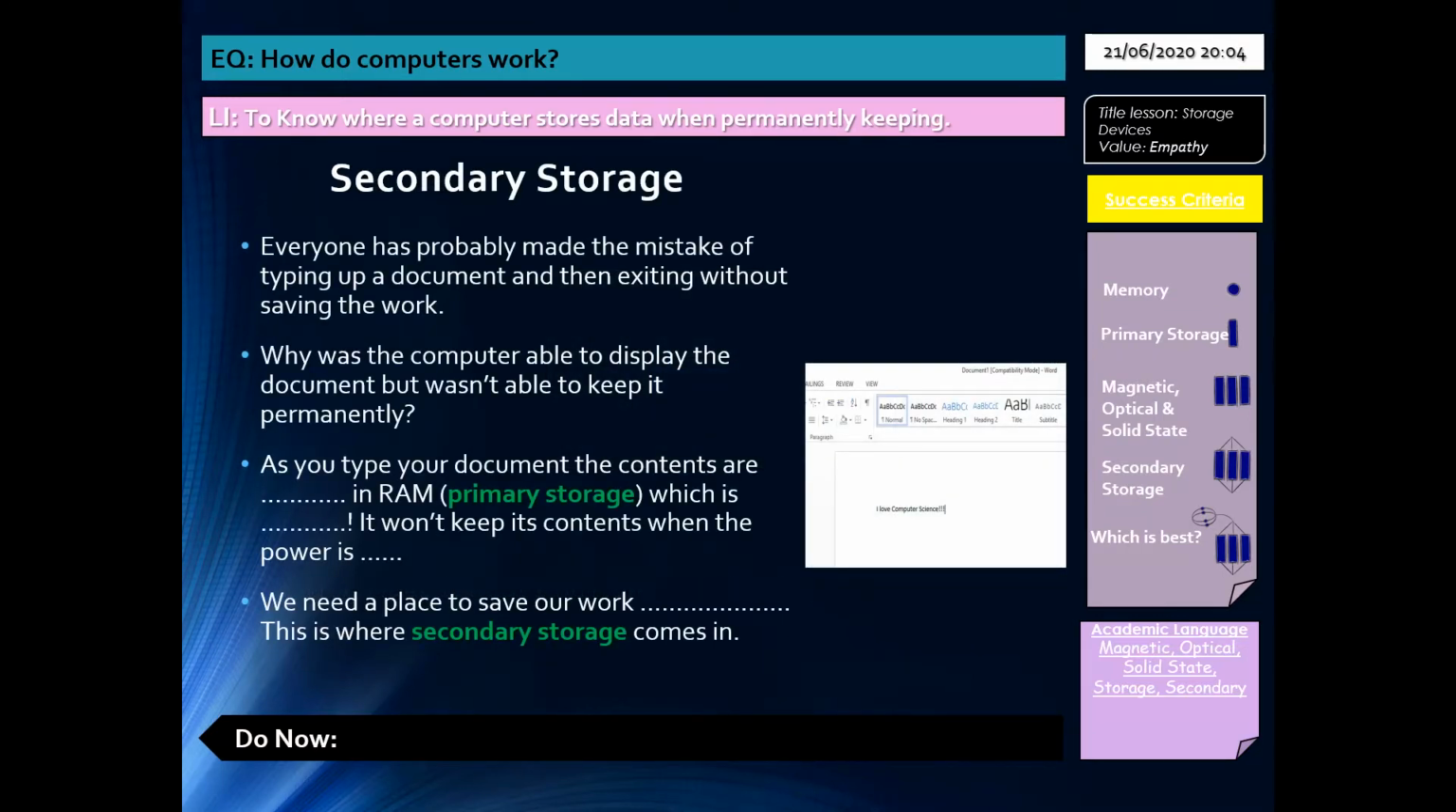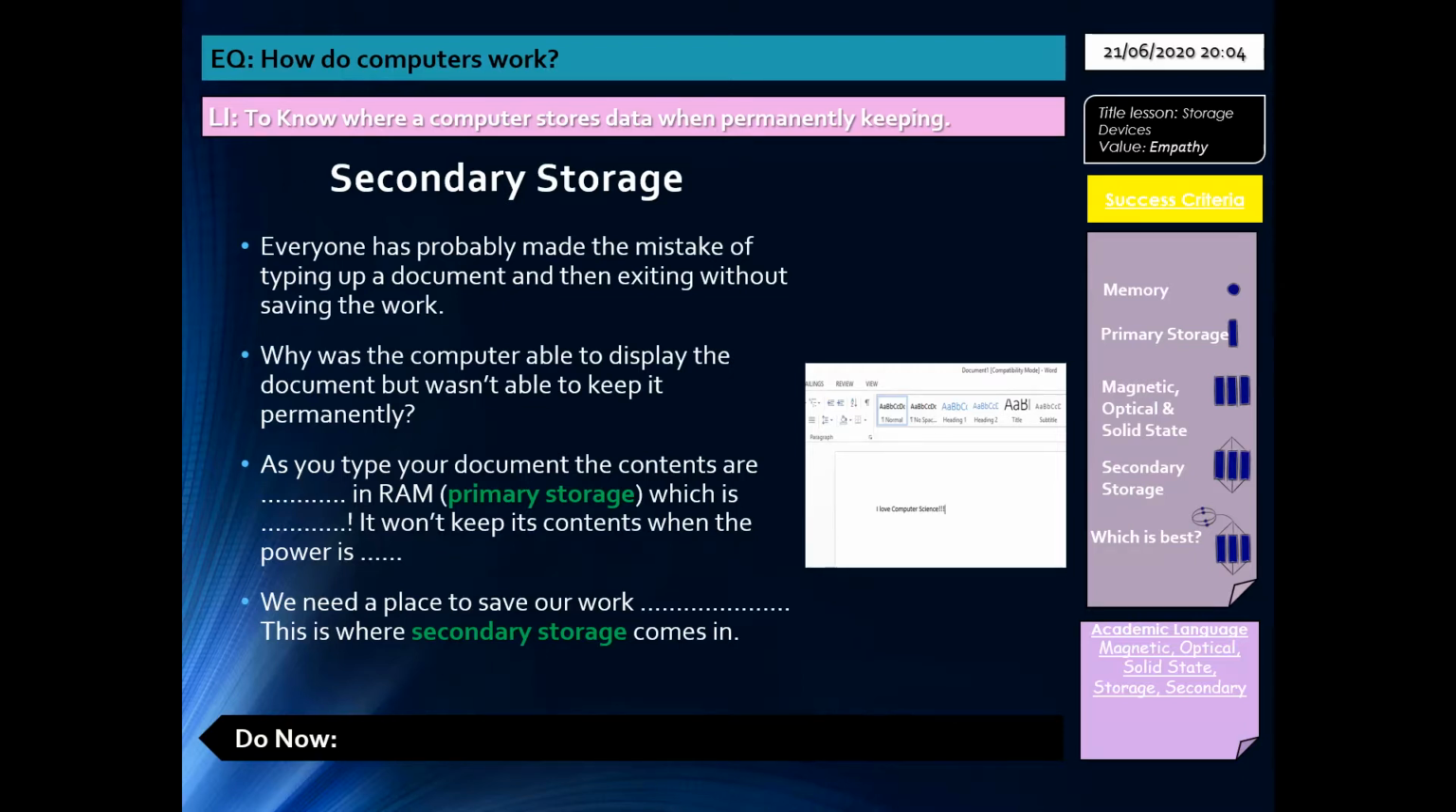Secondary storage. Everybody has probably made the mistake of typing up a document and then exiting without saving the work. I know I have done many times. Why was the computer able to display the document but wasn't able to keep it permanently? This goes back to last week's topics of RAM and ROM. So let's see if we can fill in the blanks.